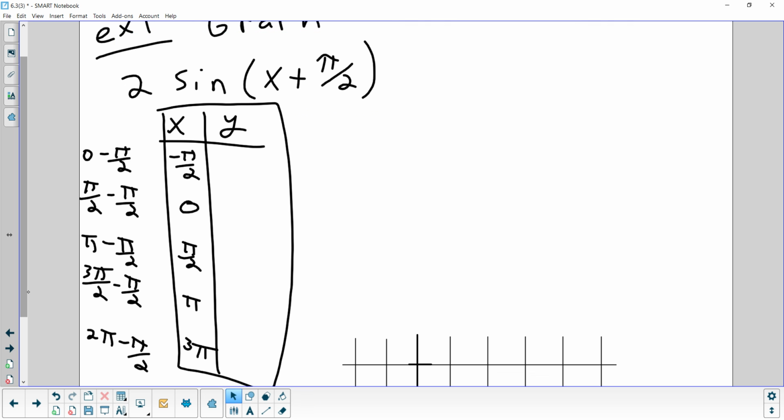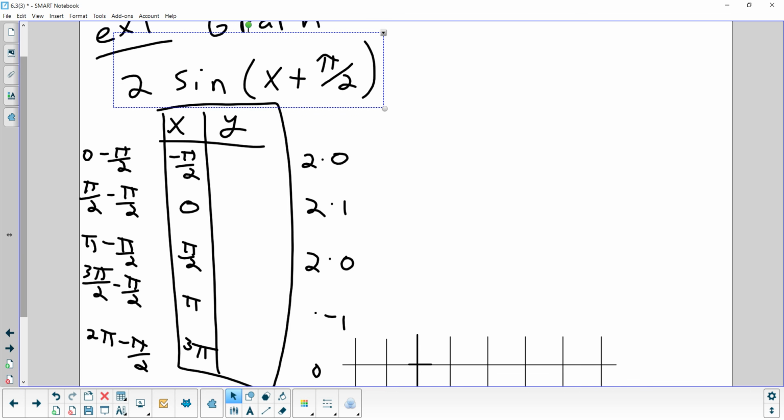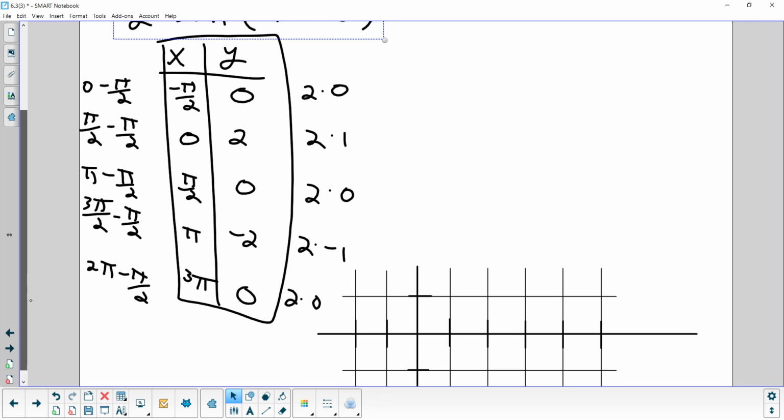Now we have to do the vertical stretch. 0, 1, 0, negative 1, 0. What am I going to do to all my y values to deal with this vertical stretch by a factor of 2? Multiply them by 2. Yeah, let's multiply them all by 2. So we end up with 0, 2, 0, negative 2, 0. So that's a multi-step transformation. Now we sketch it.